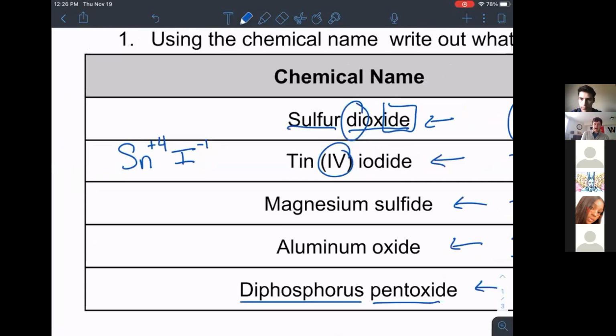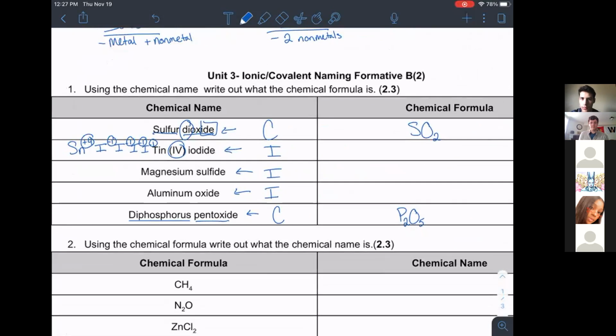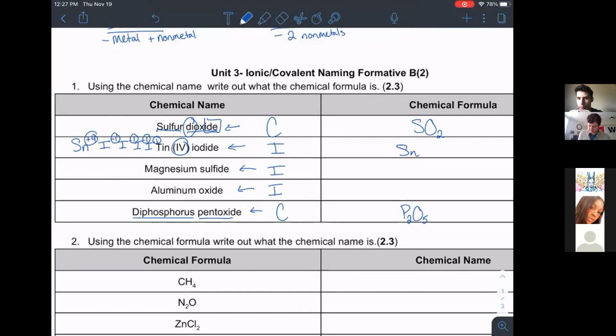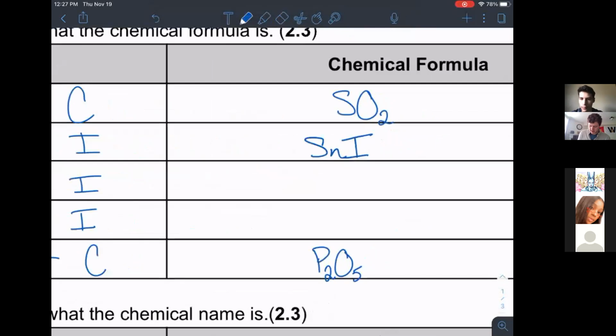All right. So now how many iodines do I need to have my total charge add up to 0? I need 4 iodines because I need 4 minus 1 charges. So I have 4 minus 1 charges and 1 positive 4 charge to give me my total charge equal to 0. Now if I was going to write this as a formula, how many tins did I need for this compound? Sorry, 1 tin, and how many iodines? 4. There we go. So it's SnI4.